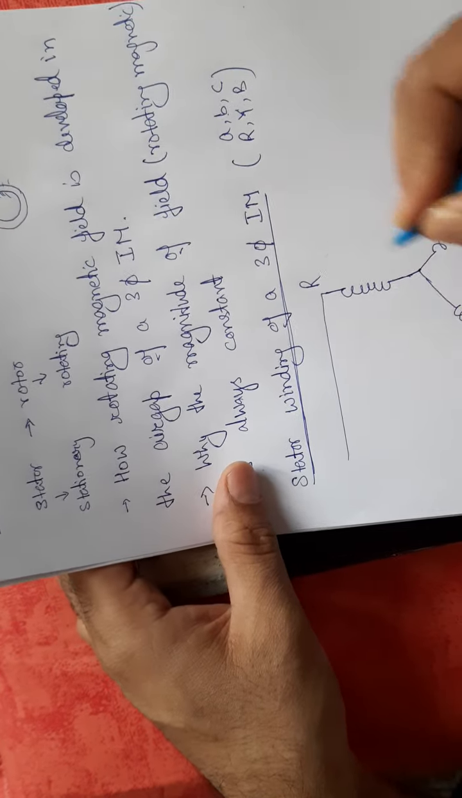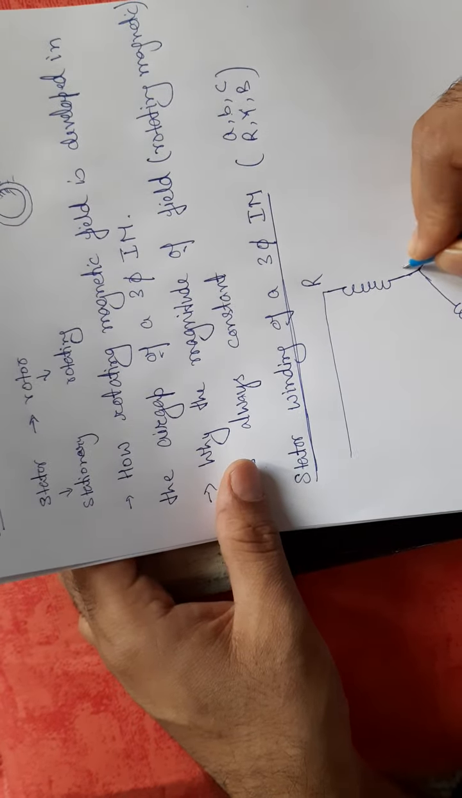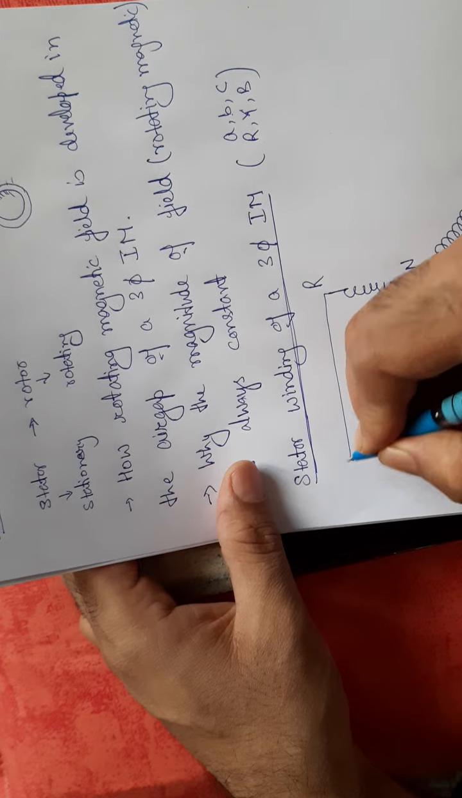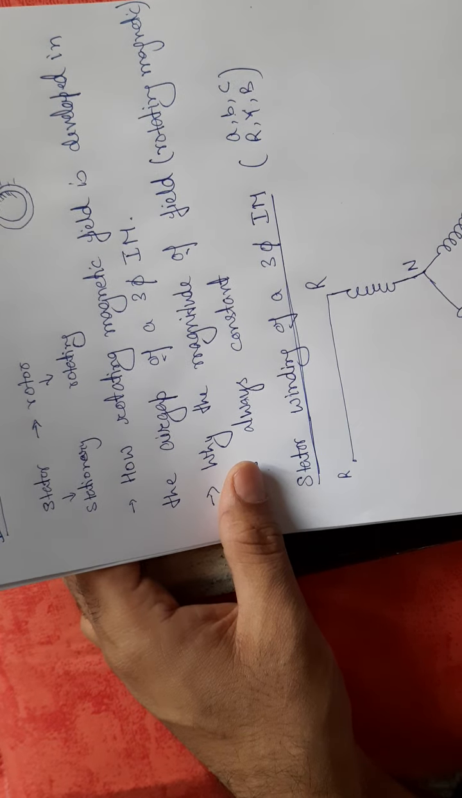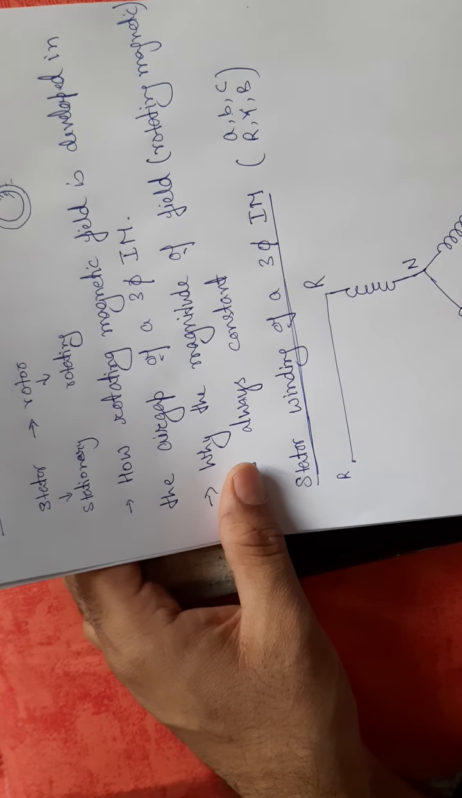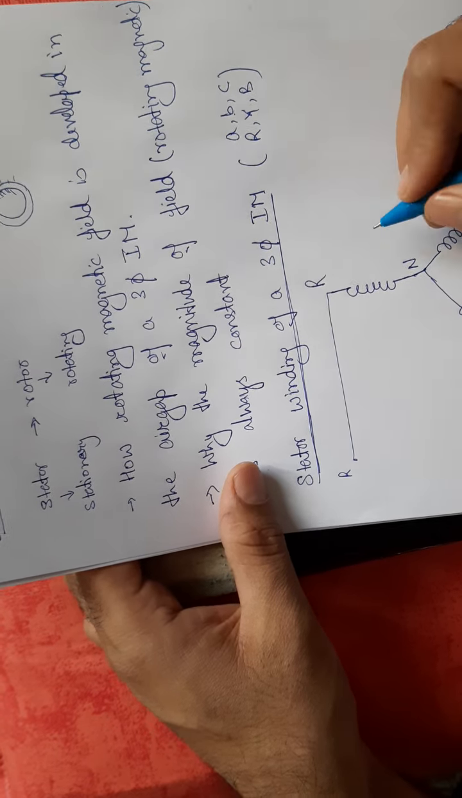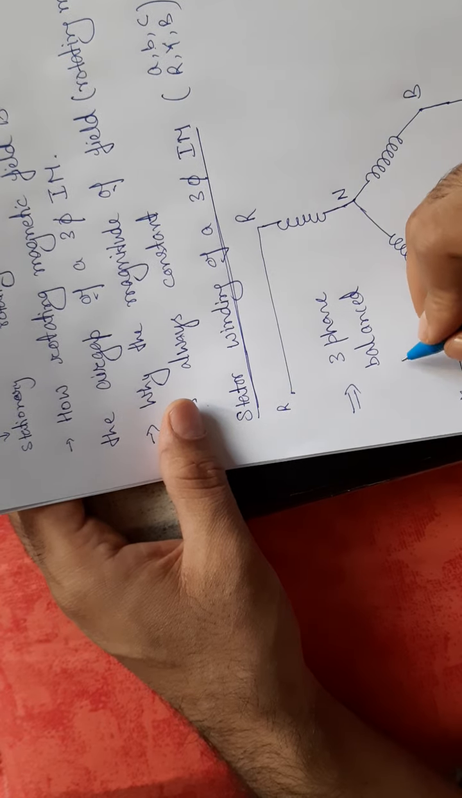This is my R phase, this is neutral. This is my Y phase, and this is my B phase. So this is R of supply, this is Y of supply, this is B. So this is my three-phase stator winding of a three-phase induction motor, and this three-phase winding is supplied from here. It is supplied by a three-phase balanced supply.